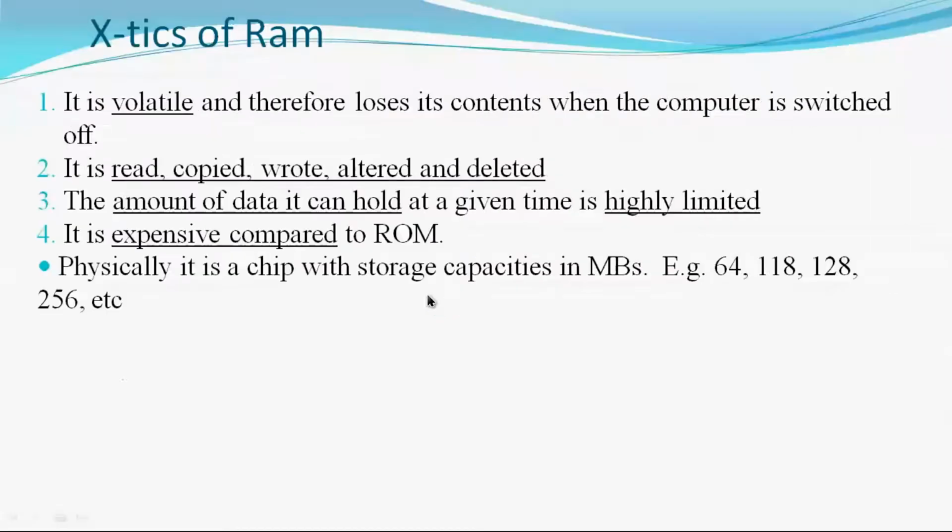Now, let's look at the characteristics of RAM, of the random access memory. Okay, why do we call it a RAM? Or what makes it to be called a RAM? First of all, we look at its functionality. We say it's volatile, and therefore it can lose its content when the computer is off, when the computer is switched off.